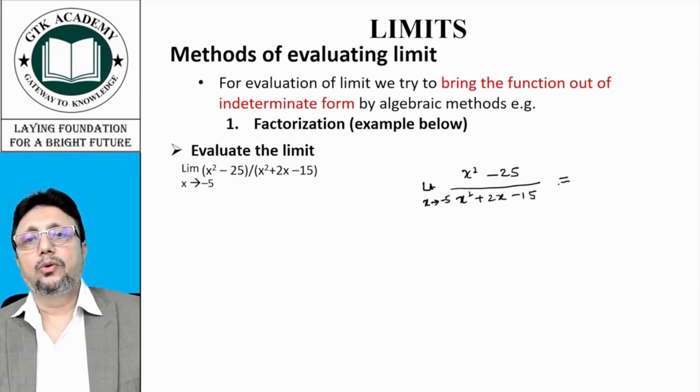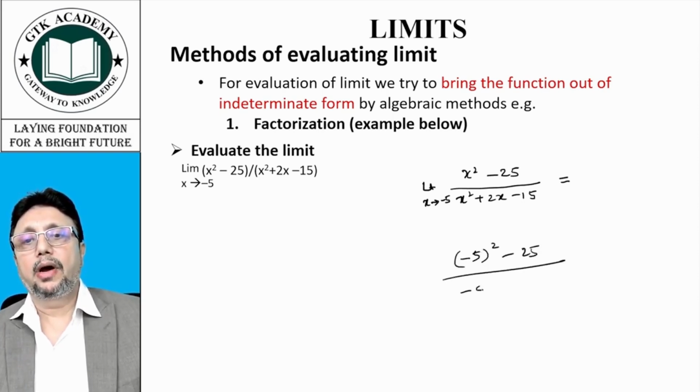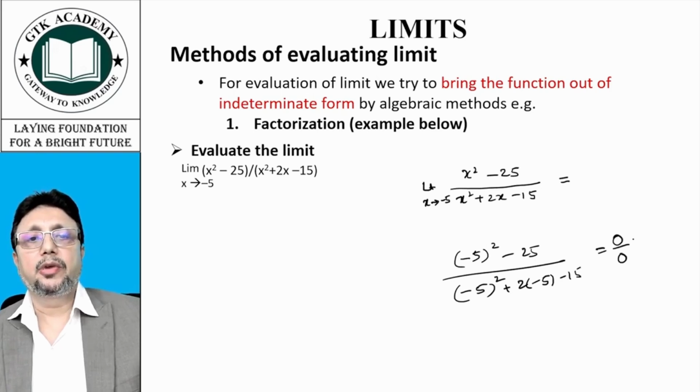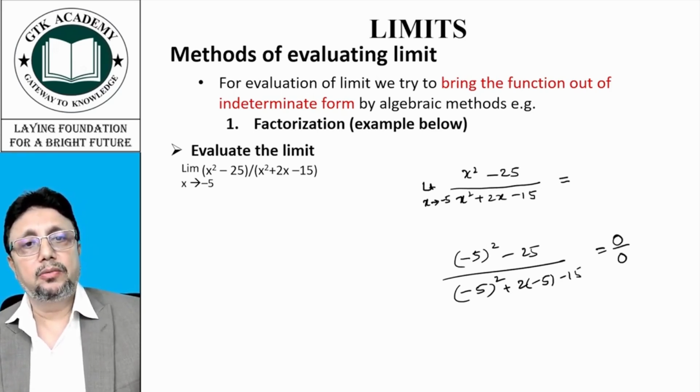This is equal to, now suppose you put the value of x as minus 5. So this function assumes the form (minus 5) whole square minus 25 upon (minus 5) whole square plus 2 into minus 5 minus 15, which is equal to 0 upon 0. So this is indeterminate form. So you cannot find the value at x is equal to minus 5. That means we have to find the limit at x is equal to minus 5.